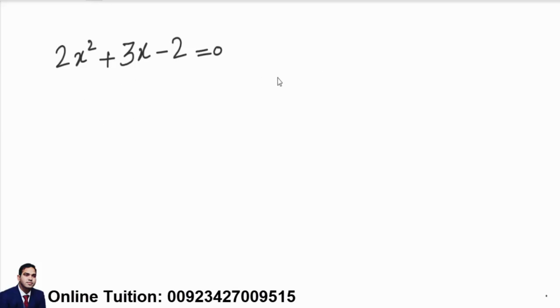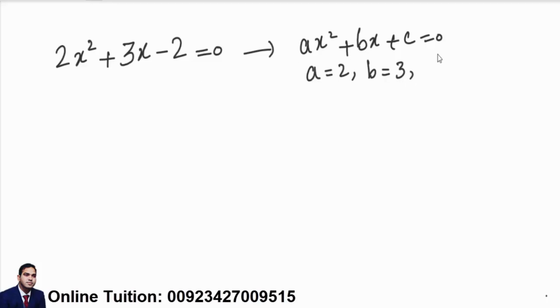Look at this question, how to solve these kinds of questions with the help of the quadratic formula. So 2x square plus 3x negative 2 is equal to 0. First of all, compare it with the general equation, that is ax square plus bx plus c is equal to 0. So a is equal to 2, the coefficient of x square, and b is equal to the coefficient of x, that is 3, and c is negative 2.